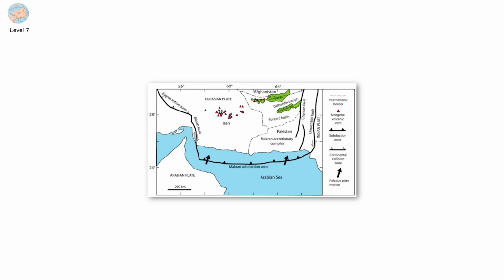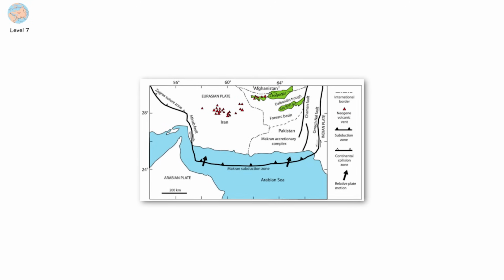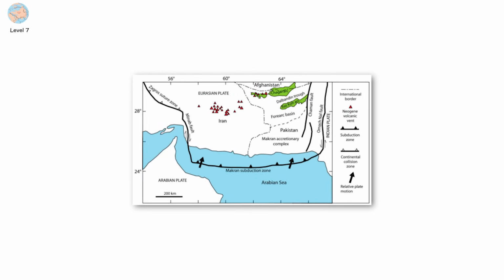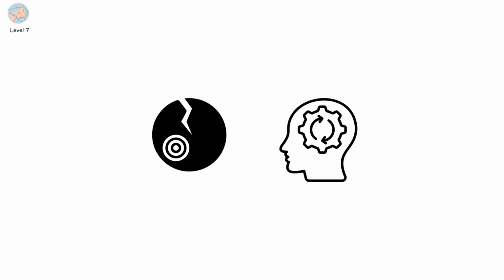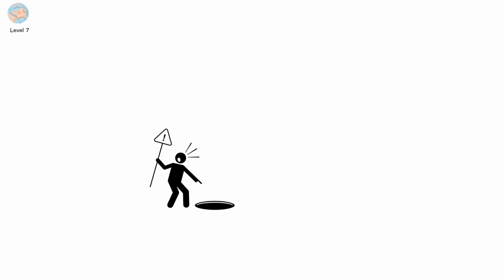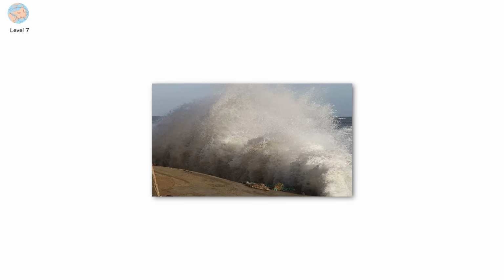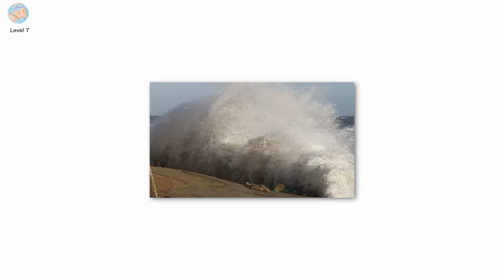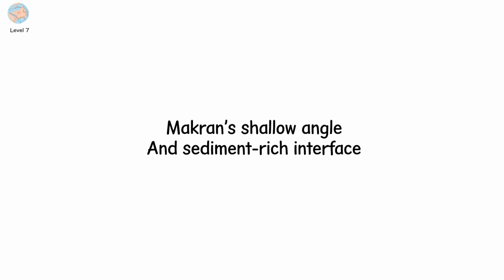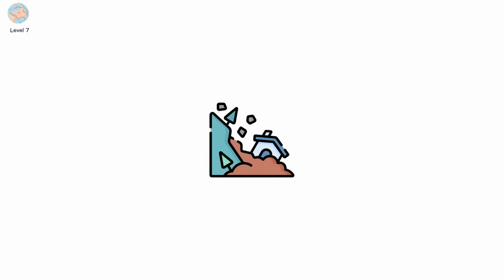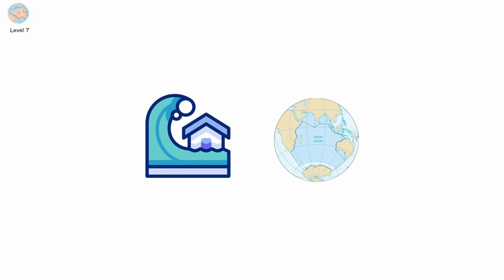The Makran zone has an unusually wide and flat plate interface, perfect conditions for long rupture zones. Recent seismic imaging suggests the zone may be storing more energy than previously thought, with potential for magnitudes exceeding 8.5. And the risk isn't just the ground. Pakistan's coastal megacity, Karachi, sits within range of both seismic shaking and tsunamis from this zone. Makran's shallow angle and sediment-rich interface make it a prime candidate for massive submarine landslides during rupture, raising tsunami risks for the entire northern Indian Ocean.